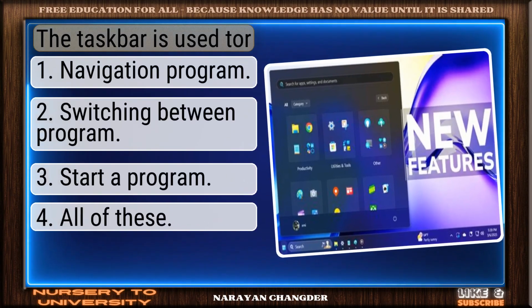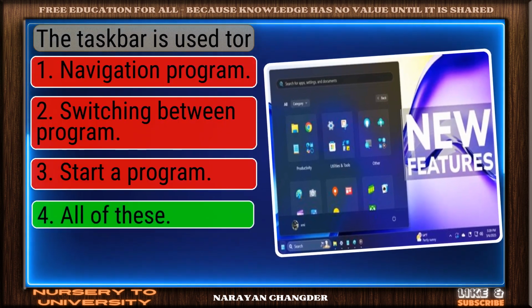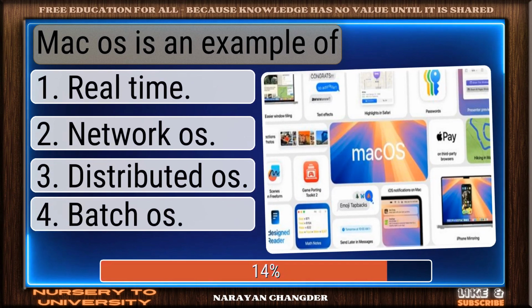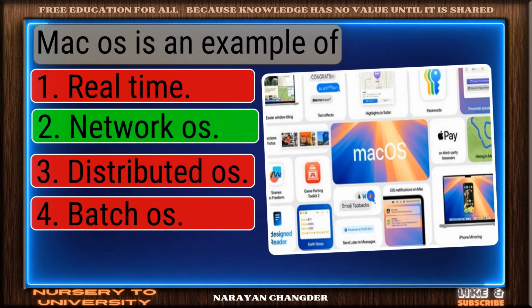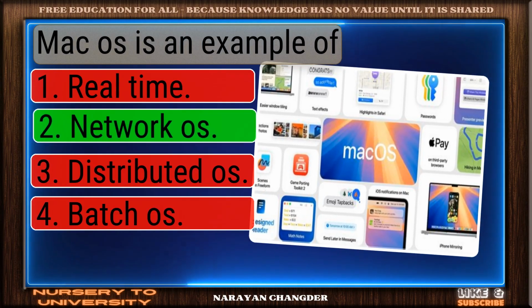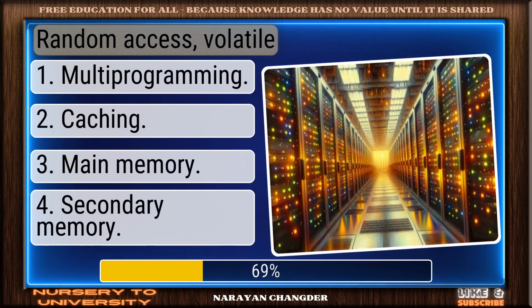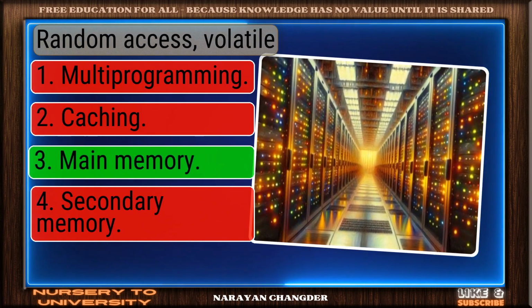The taskbar is used to... Valid point. All of these is true. macOS is an example of... You're right. Network OS is the correct answer. Random access, volatile. Perfect. Main memory is the correct choice.